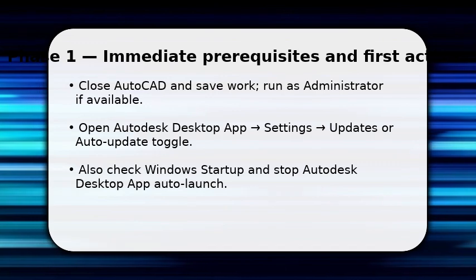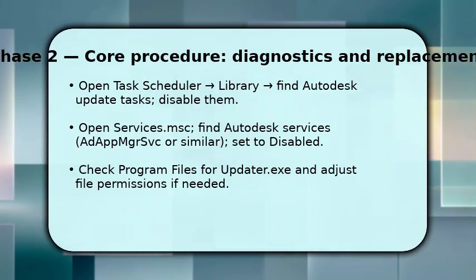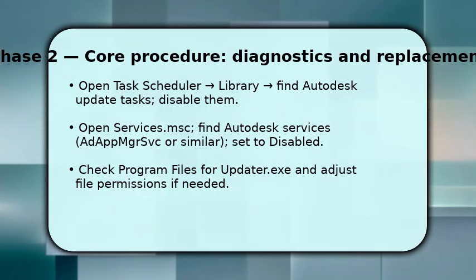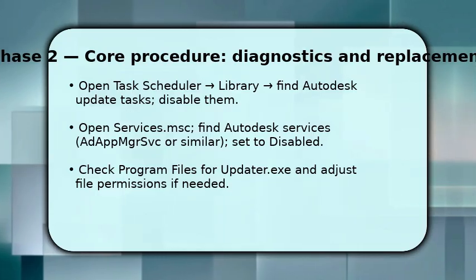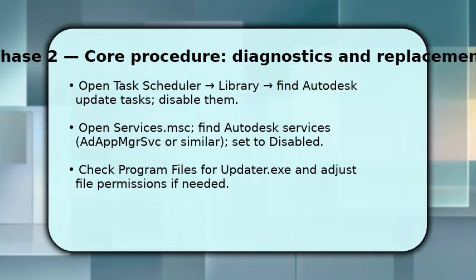Once done with the desktop app, move to Scheduled Tasks and Services so updates don't restart. Open Task Scheduler and disable any tasks named Autodesk, Desktop App Updater, or similar. This prevents scheduled checks. Next, open Services.msc and locate services like the Autodesk Desktop App Service. Set their startup type to disabled and stop them.